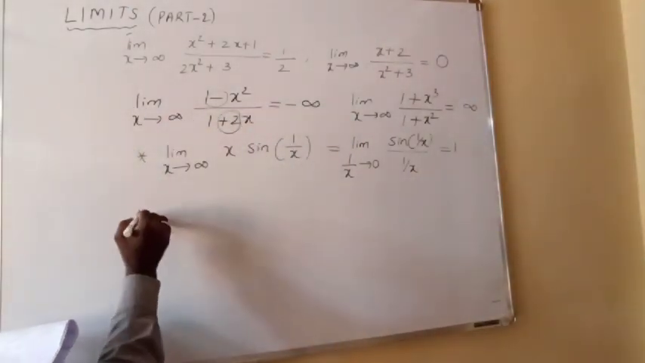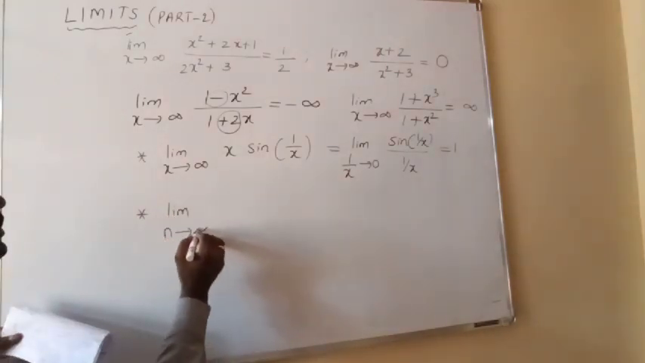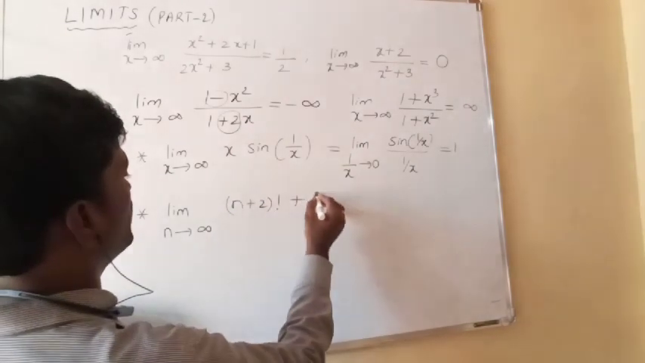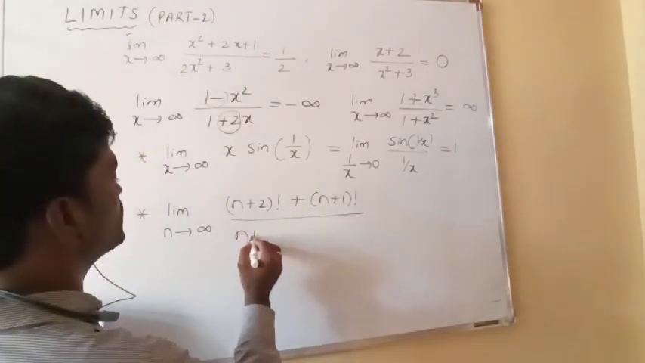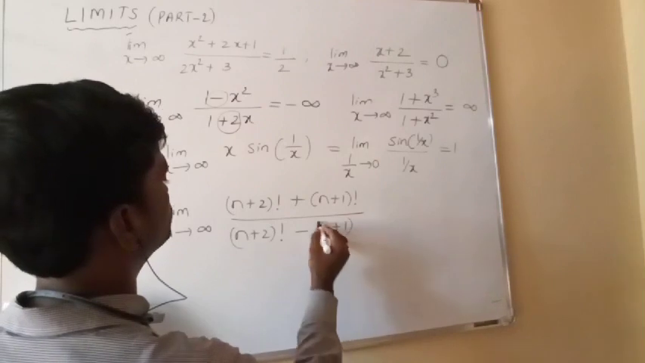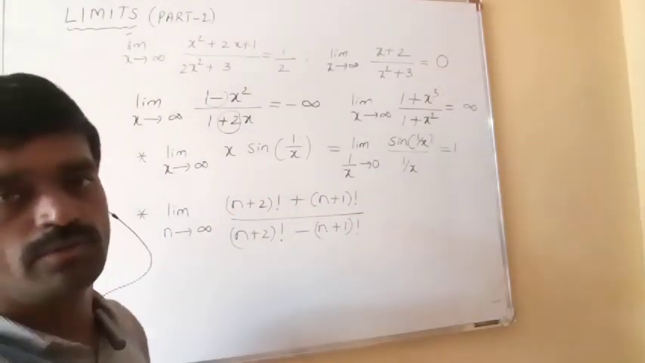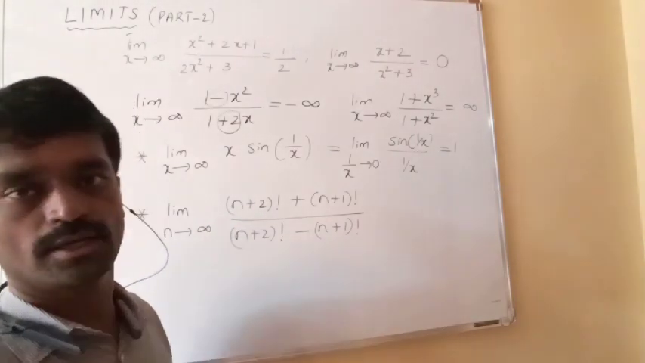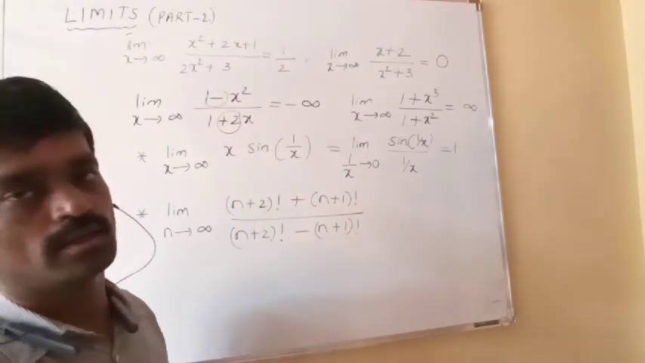So now look at one more problem in factorial notation. Limit n tends to infinity, (n plus 2)! plus (n plus 1)! divided by (n plus 2)! minus (n plus 1)!. Here also don't try to apply the limit directly, we will get an indeterminate form because infinity plus 2 is infinite, infinity factorial is again infinite. So we get infinity by infinity form. So don't apply the limit directly.